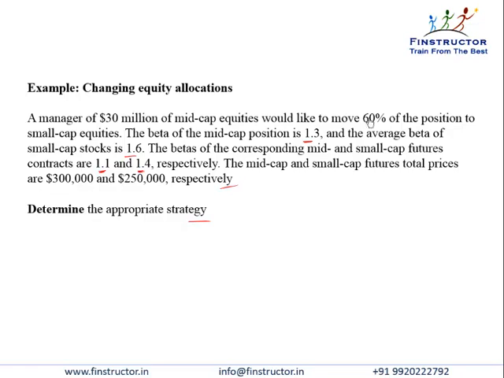So once again, 60% of this position has to be first converted into cash, or first taken to a beta of 0 and then taken to the beta of the small cap stocks. To take the position down to 0, we will take the help of mid cap futures. To take the position back up to the small cap beta, we'll take help of the small cap futures. So 60% of the position would be 60% into 30, that is equal to $18 million.